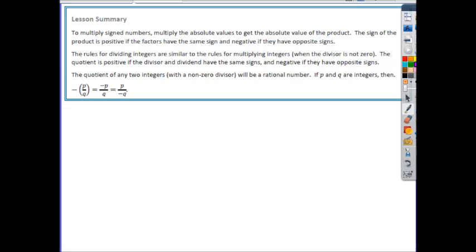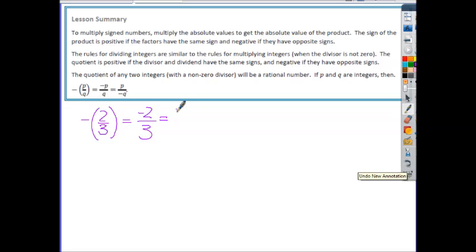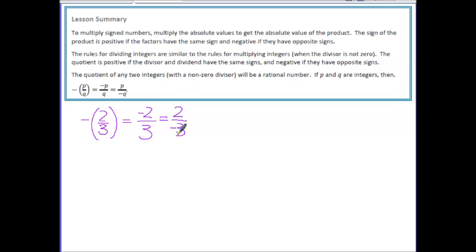If p and q are integers, then negative p divided by q is the same thing as negative p over q, or positive p divided by negative q. So for example, negative 2/3, there are several different ways we can write this. We can write this as negative 2 over 3, or we can write this as 2 over negative 3. The key here really is that there is a single negative throughout, and that represents that the whole fraction itself is negative.